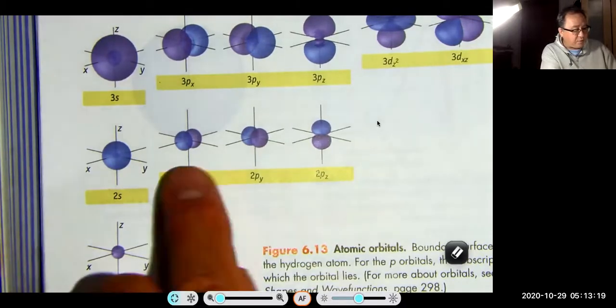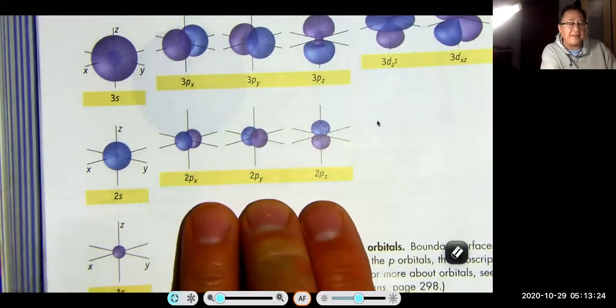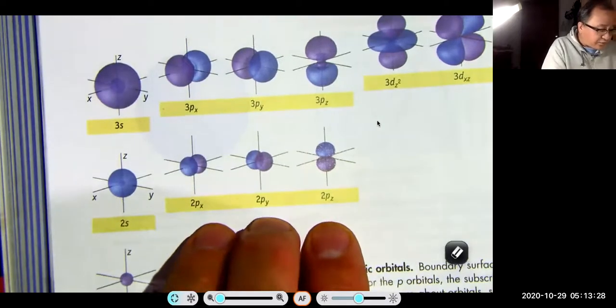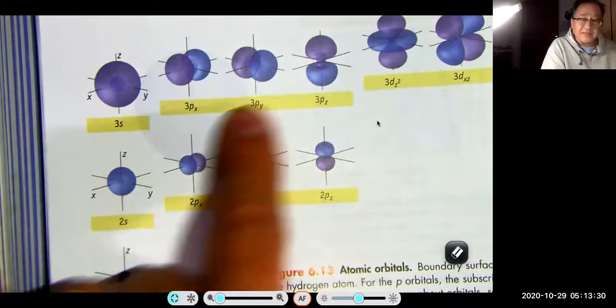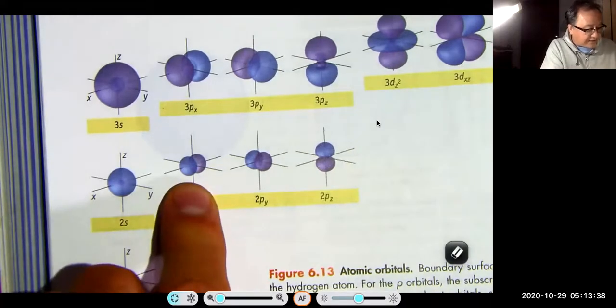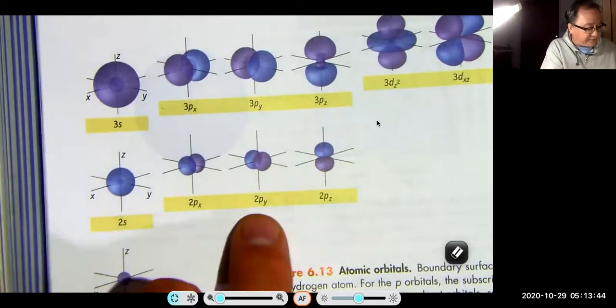Now here we have 1, 2, 3 p orbitals in a p subshell. If you put these 3 orbitals together, they look pretty much like a sphere, about the same size as that. So here you can find electrons here, here, or here. So here we've got the 2px, the 2py, and the 2pz.